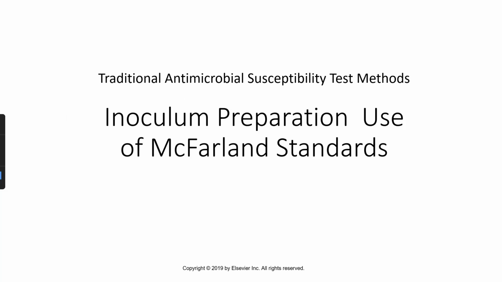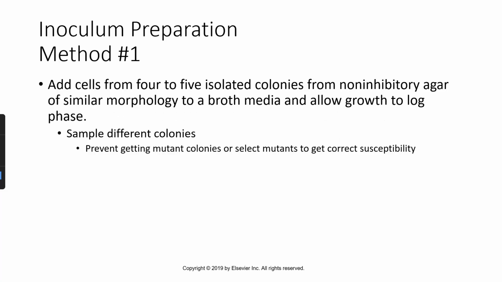Inoculum preparation and use of McFarland standards. When we are going to inoculate a plate or a test system for antibiotic susceptibility testing, we need to make sure of the concentration of cells that we're plating. The reason is that if we plate too many cells, they can look resistant. If we don't plate enough, they can look susceptible even though they may be resistant. So we want to plate an exact and uniform amount regardless of what we're doing.